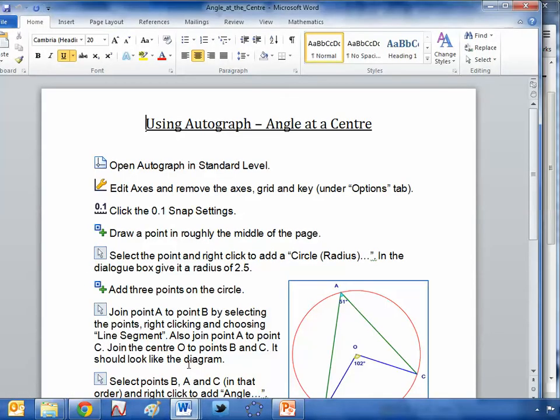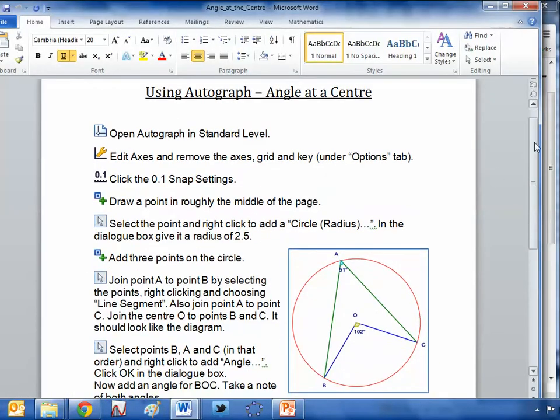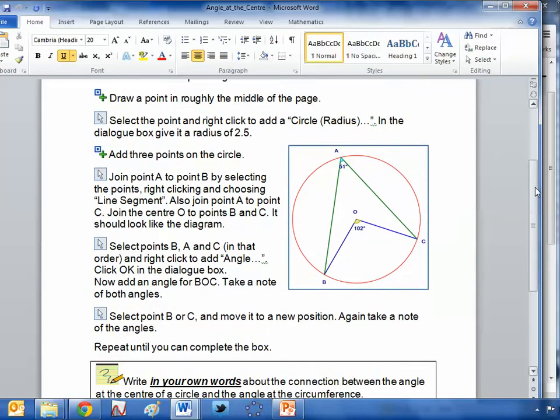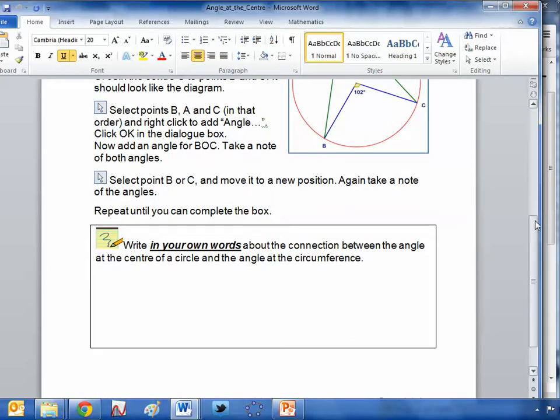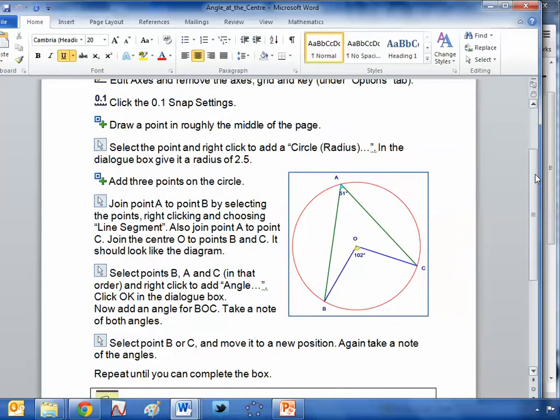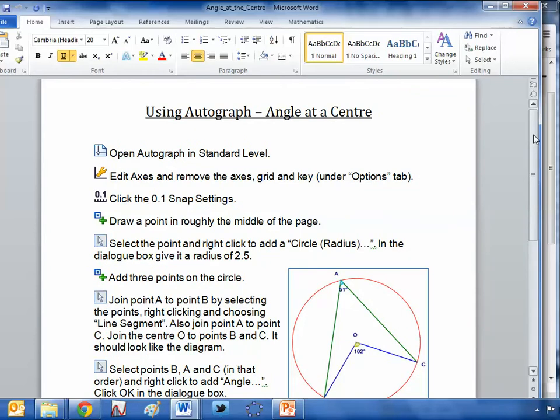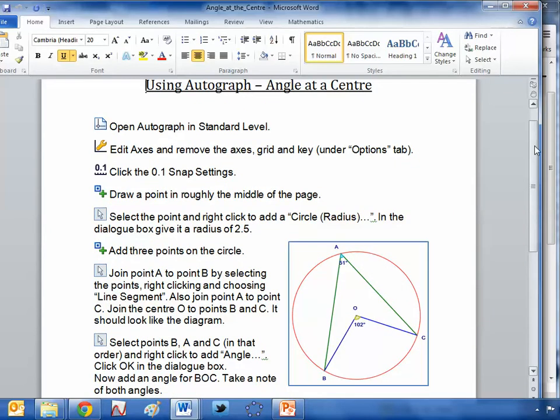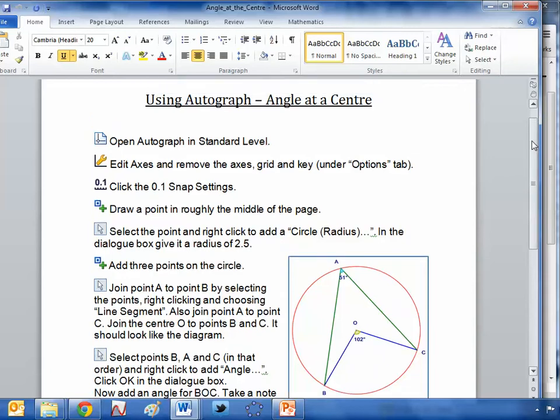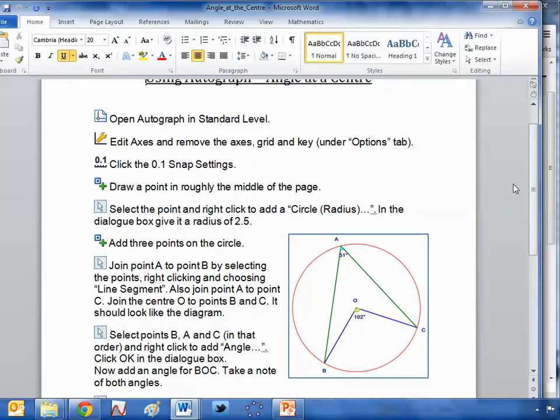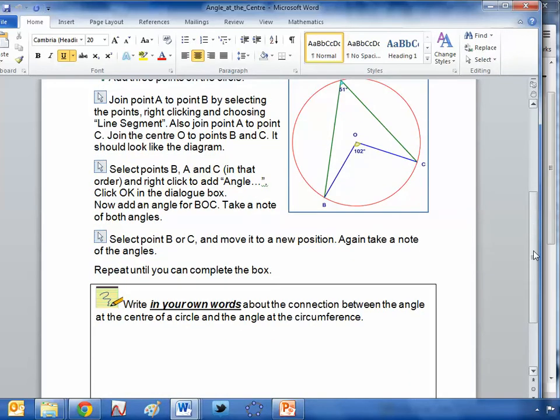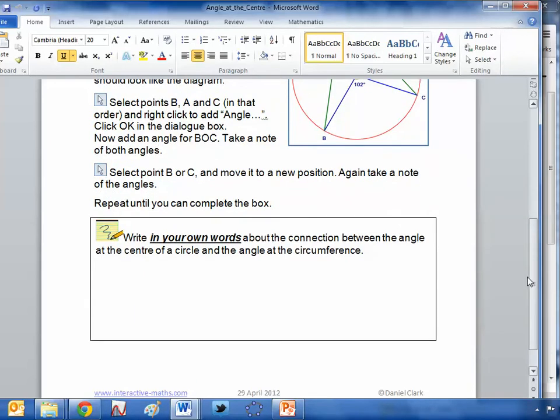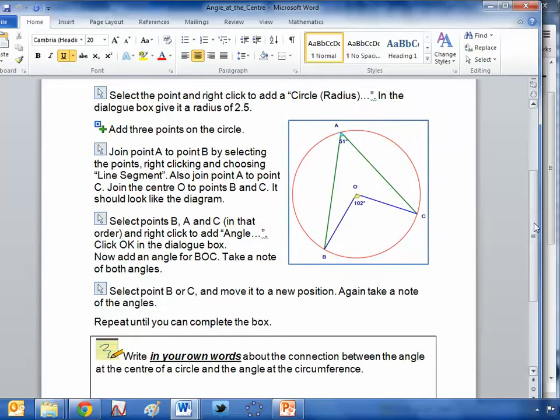If I crack open the angle at the centre one, what you've got here is a step-by-step guide for how to construct this particular circle theorem using the software Autograph. Now, many schools will have Autograph installed on their system, and I often find that it's relatively underused because it's perceived as being quite difficult to access, but it really isn't. And with something like this kind of step-by-step instructions, the students can construct these circle theorems in no time, and then there's space at the bottom for students to write in their own words what relationship they've found.